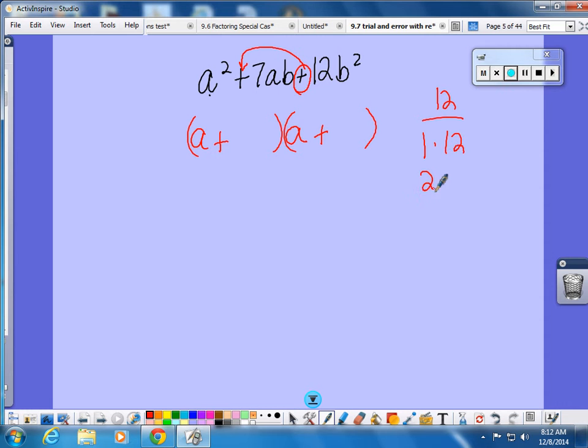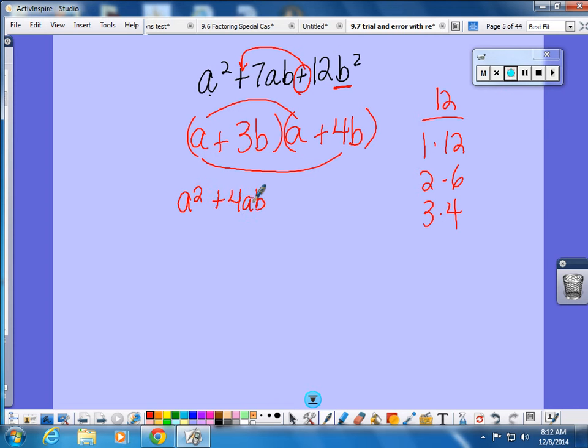This time again, I have a 12. Which ones of those would I use to multiply to give me 12, but add to give me 7? 3 and 4. But I've also got this b squared. So it's not just 3, but it's 3b and 4b. So how's that work? Let's foil it. First is a squared. Outer, if I put these in alphabetical order, is 4ab. Inner is 3ab. And last is 12b squared. Hey, that's exactly what I needed, right?